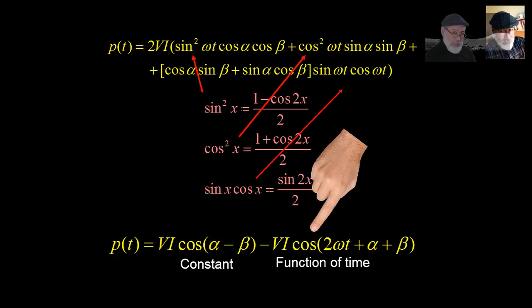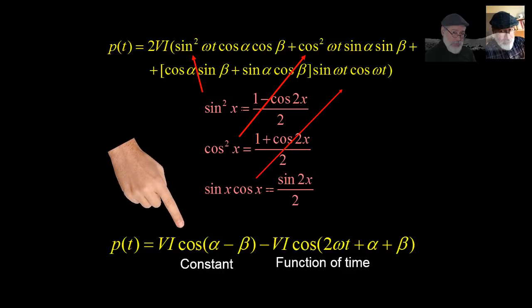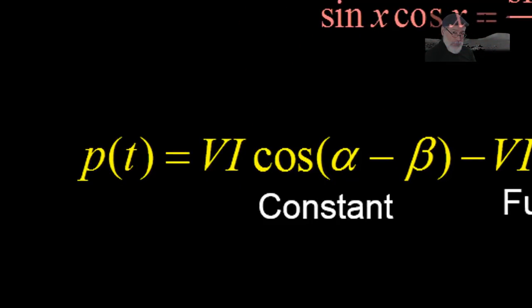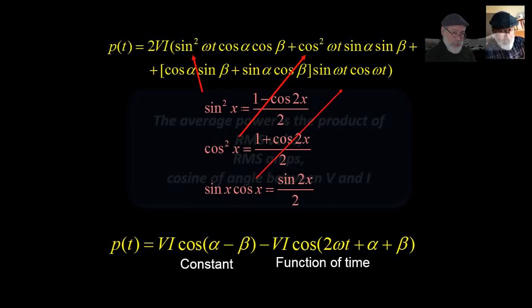The average of the second term is 0 because that is a sinusoid. The average of the first term is itself because it's a constant. So the average power is V I cosine alpha minus beta. Let's put that in words. The average power in an AC load is the product of RMS volts, RMS amps, and a cosine. Cosine of what? Cosine of the angle between the voltage and the current.